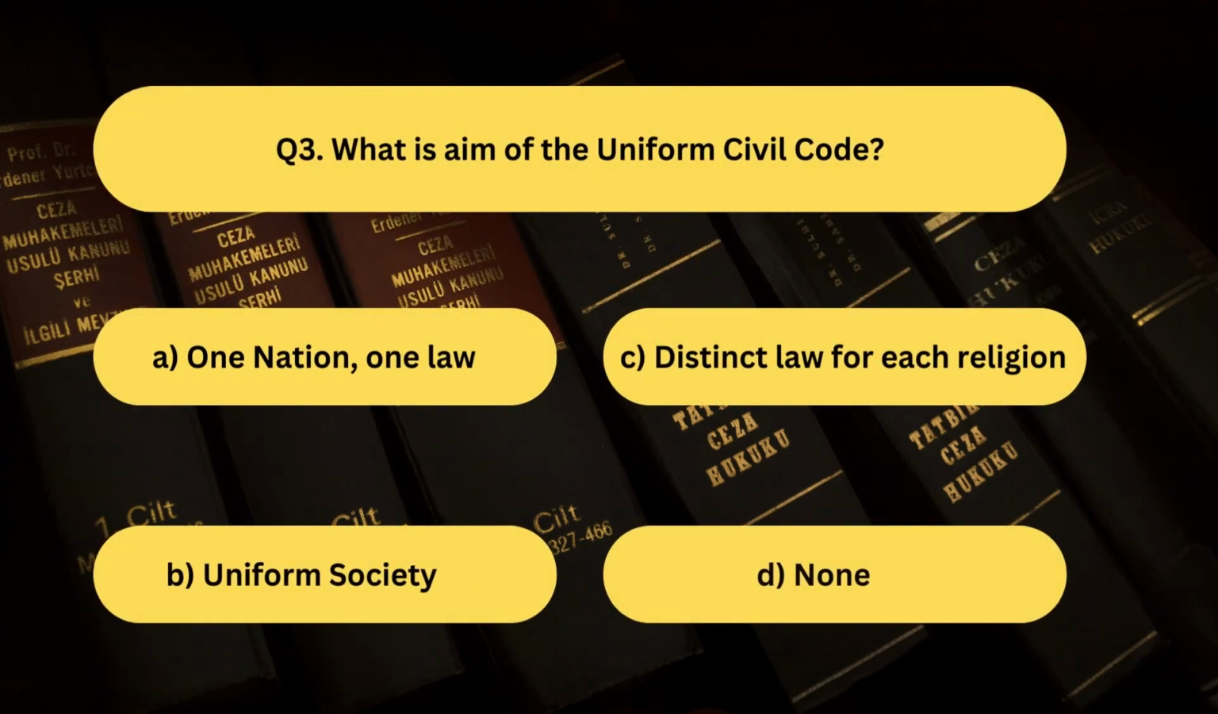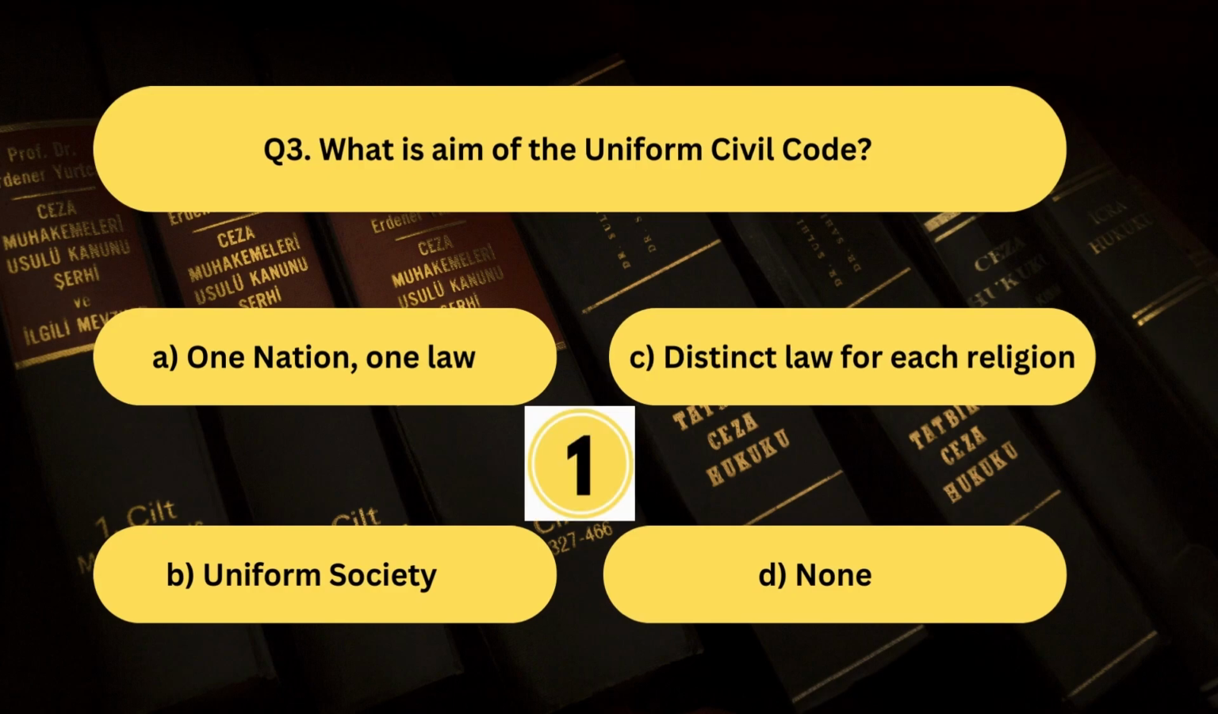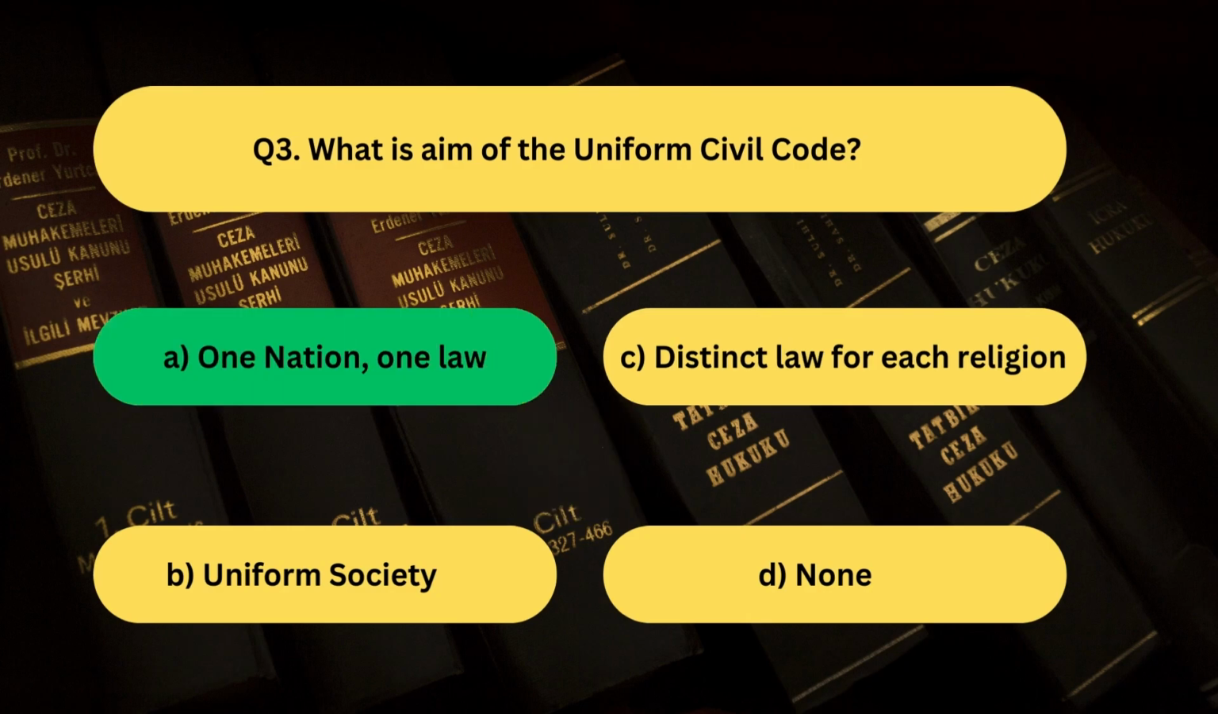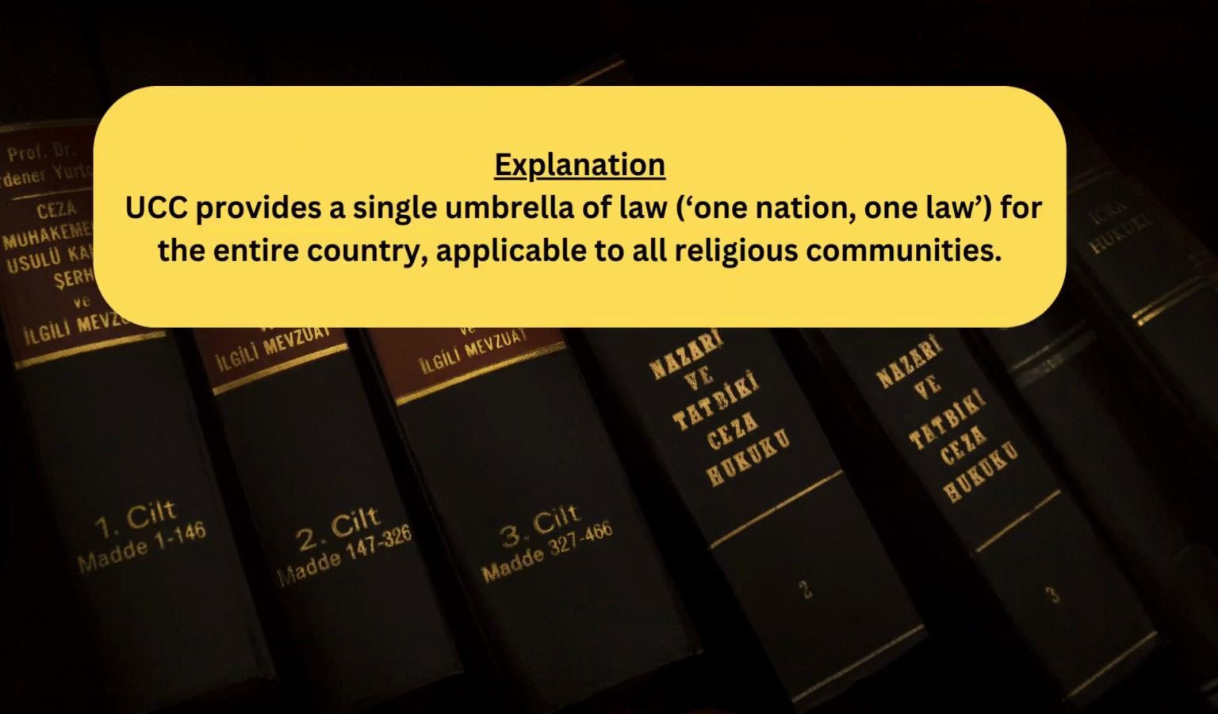What is the aim of the Uniform Civil Code? Answer A. One nation, one law. UCC provides a single umbrella of law, one nation, one law, for the entire country, applicable to all religious communities.